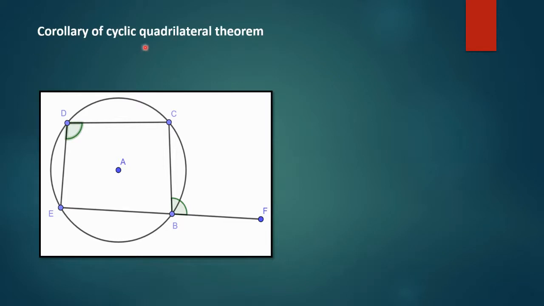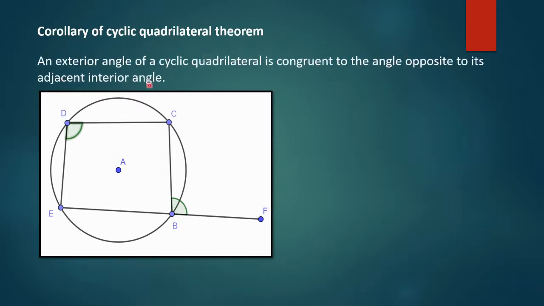Next is a corollary of the cyclic quadrilateral theorem. The corollary states that an exterior angle of a cyclic quadrilateral is congruent to the angle opposite to its adjacent interior angle. So, in this case, in the figure, the exterior angle is CBF, and that is congruent to its opposite adjacent interior angle, which is angle EDC.